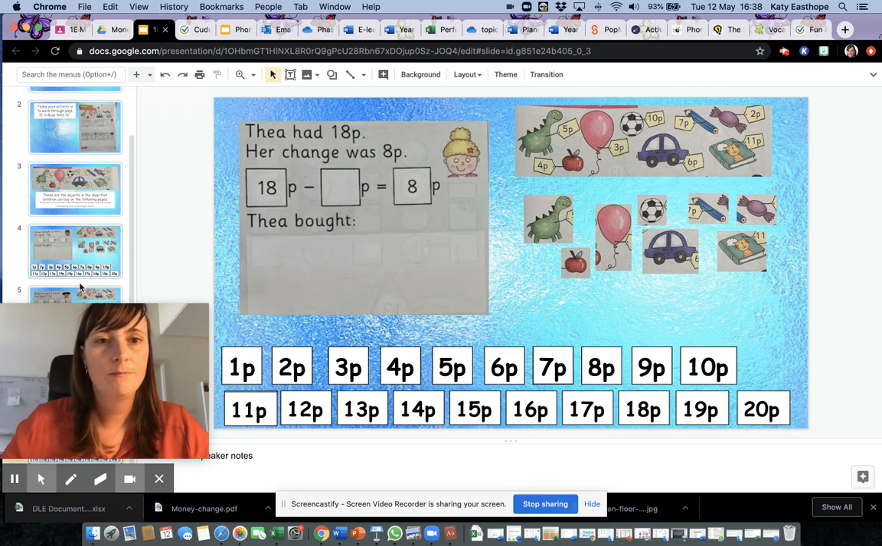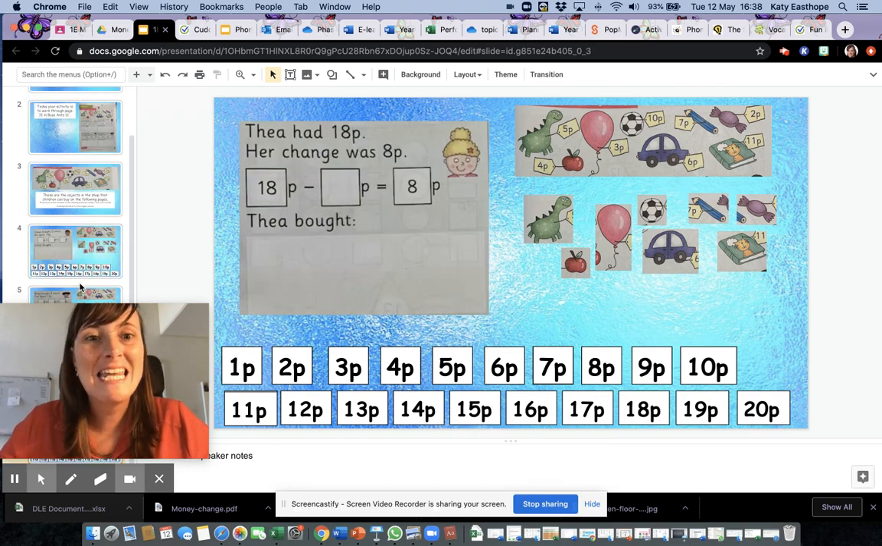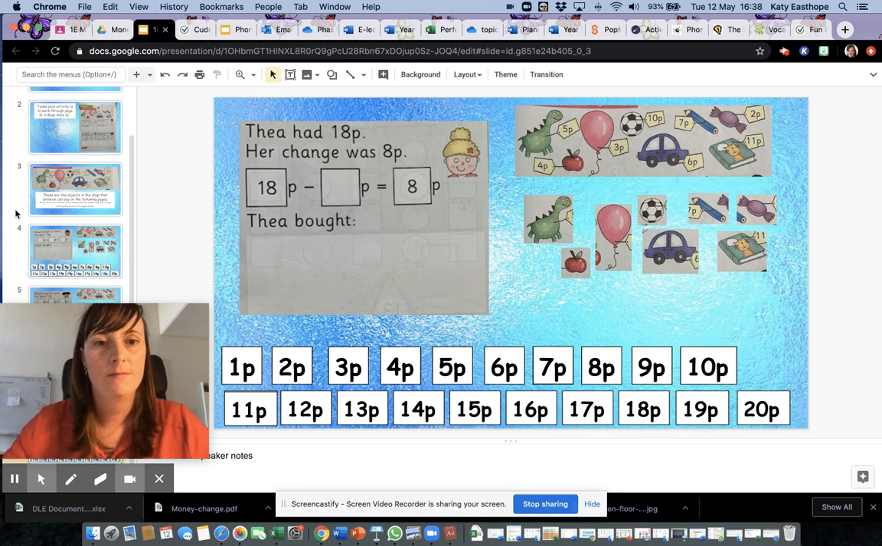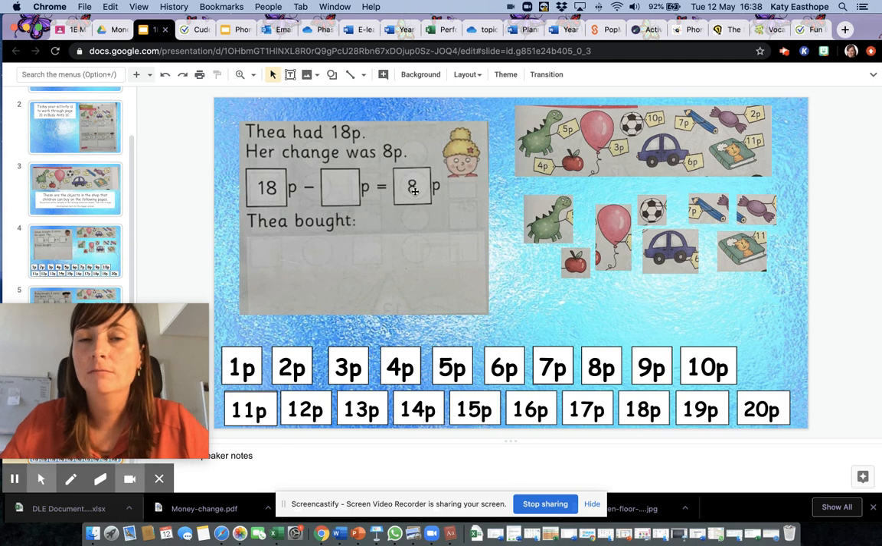And then once you've done that one, there's another one, Max. Oh no, that's what we've just done. Thea had 18p to start with. So look, 18's already put in there. Her change was 8p. Now this is the same as the one we've just done, but it's in a slightly different order.